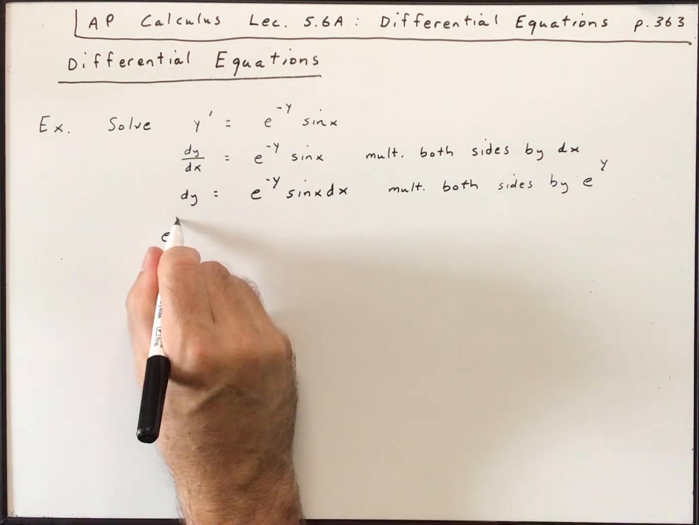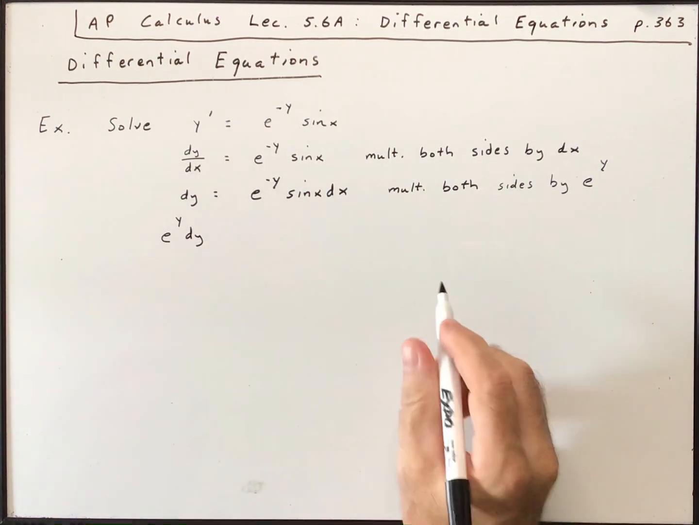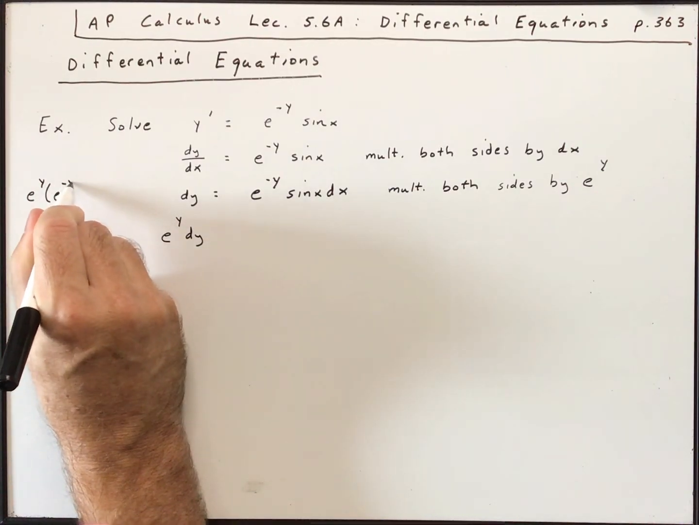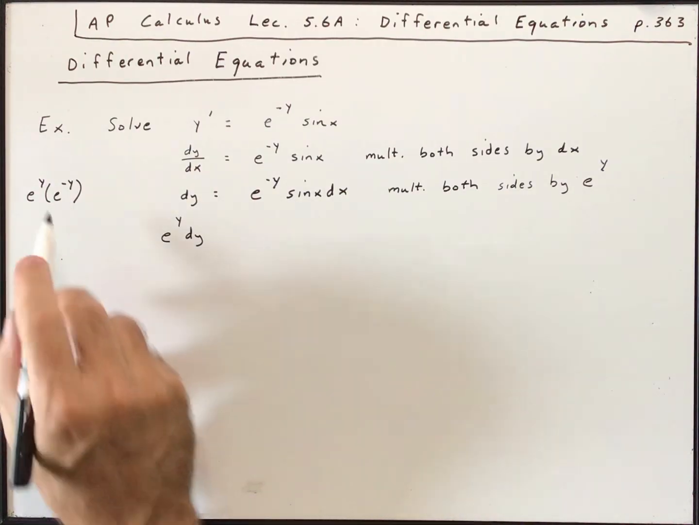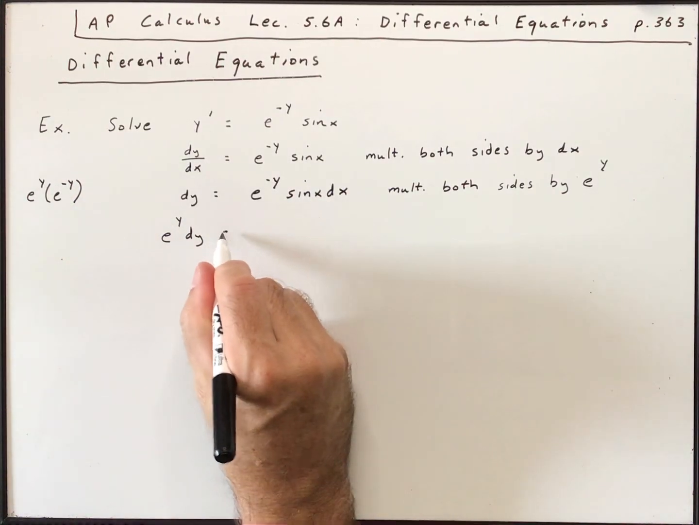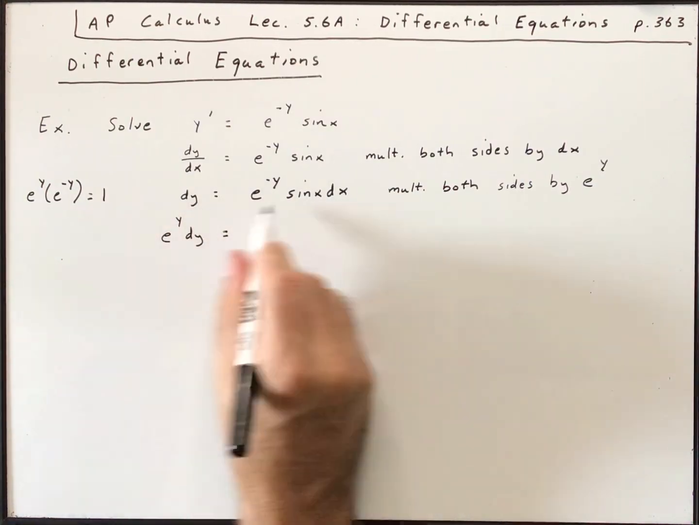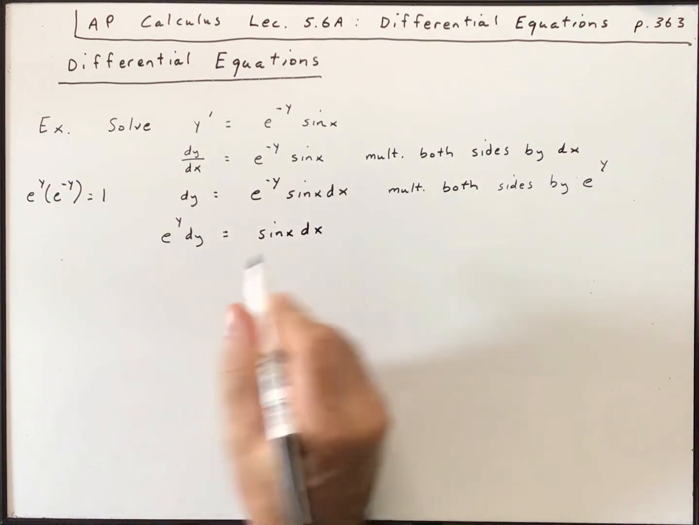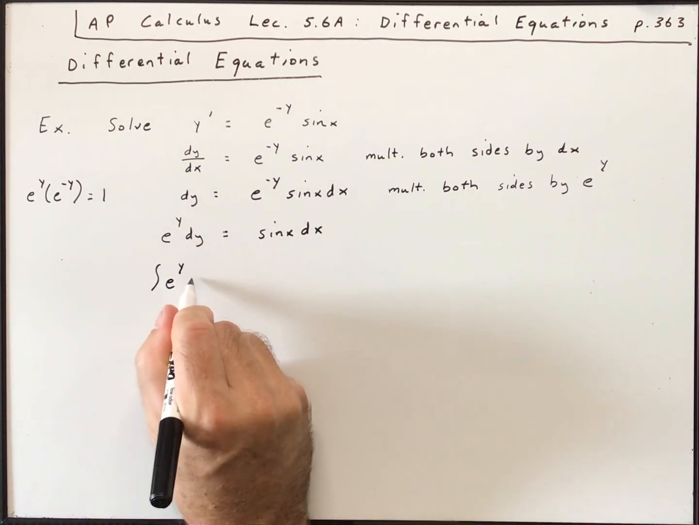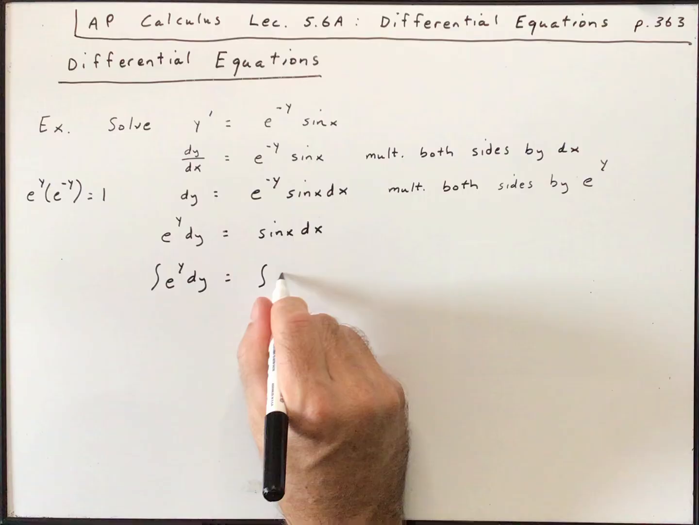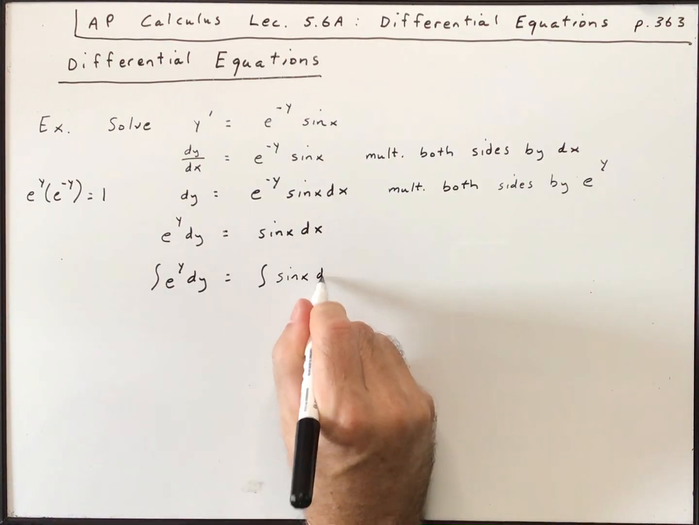So that would be e to the y dy, and then e to the y times e to the minus y would just be 1, right? You would add the exponents. y plus negative y would be 0, so e to the 0 is 1. So it eliminates the e to the minus y on this side, and we would just have sine x dx. Now we would integrate both sides. The antiderivative of e to the y dy is equal to the antiderivative of sine x dx.